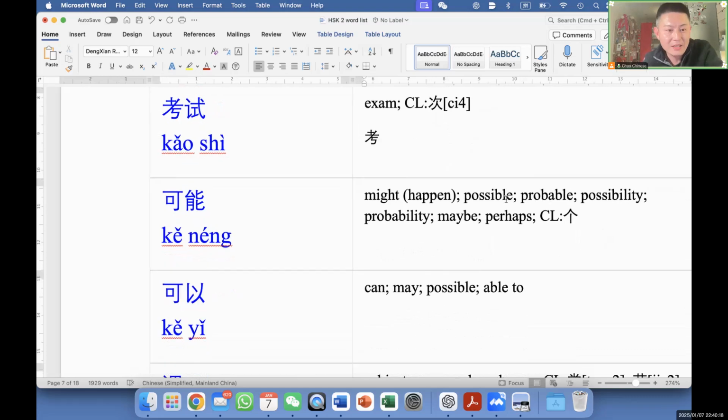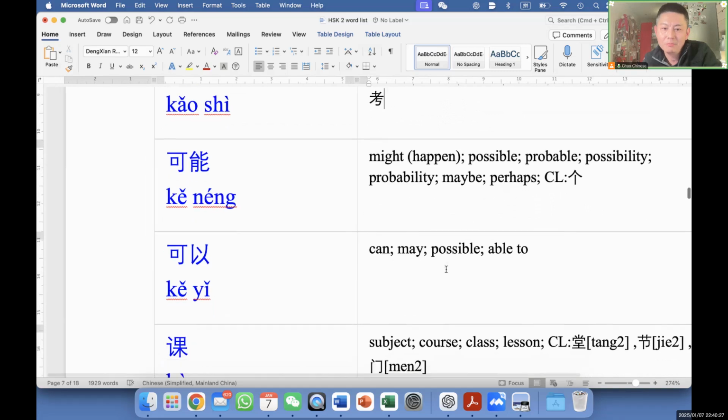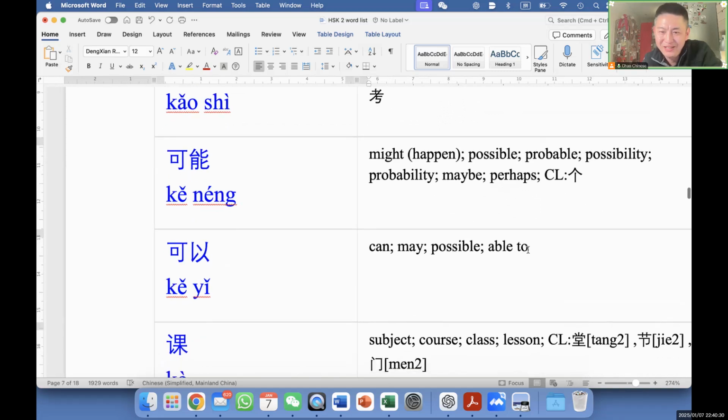可能, maybe, might be, possibly. 可以, may, possible, be able to, right? In Chinese, I won't put them all together. Can is 能, right? And may is 可以. Be able to is 会. I believe you learned all those words. And what's the difference between them? The difference between them is the difference between can, may, and able to.